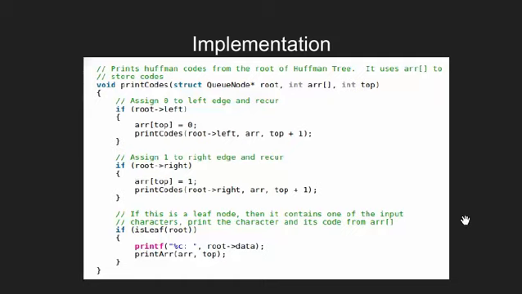This function will help us to generate codes using a Huffman tree. We input a pointer to the root node, an auxiliary array to store the code formed so far, and the size of it. We assign 0 if a left edge exists and recur. Similarly, if a right edge exists, we assign 1 and recur. If we reach a leaf node, we print the code value stored in our array.